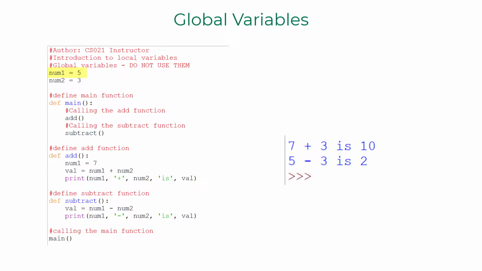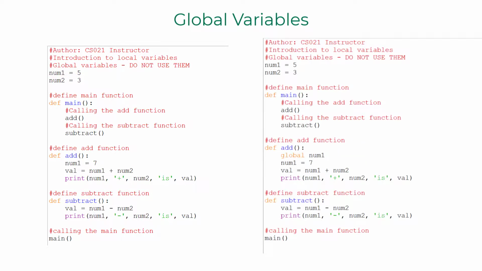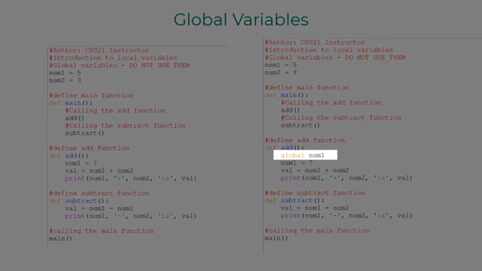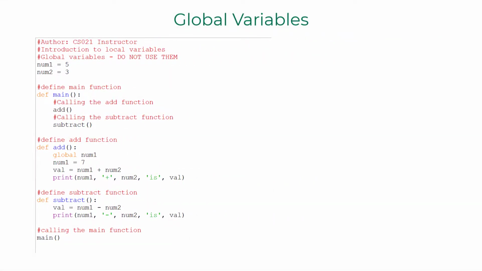If you want to reassign the value in a global variable inside a function, you have to explicitly mention it to Python interpreter that this particular variable is global by adding the global keyword in front of it. Now if I execute this, it's gonna run as expected.